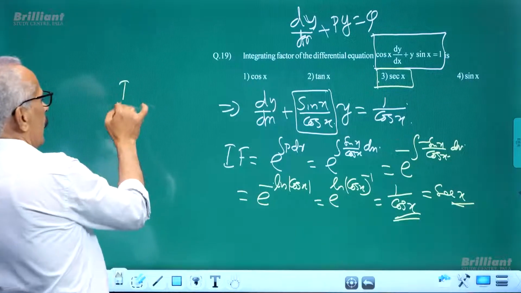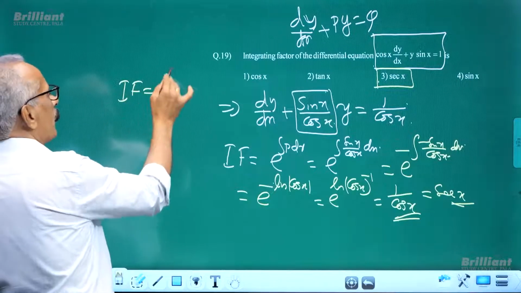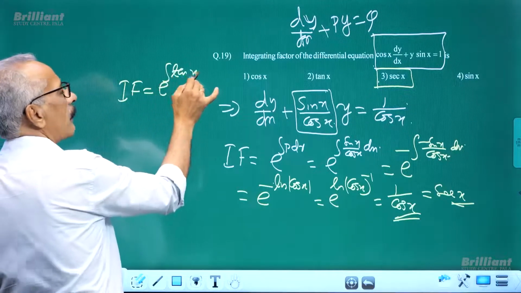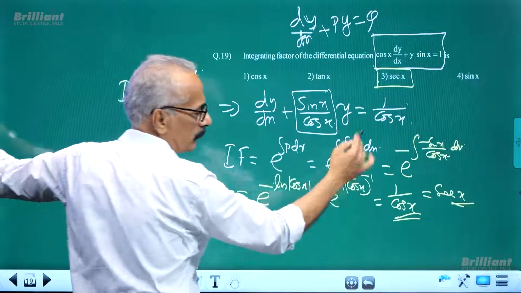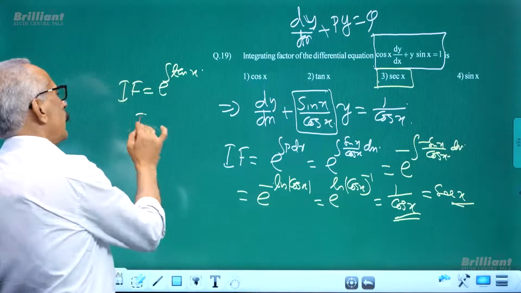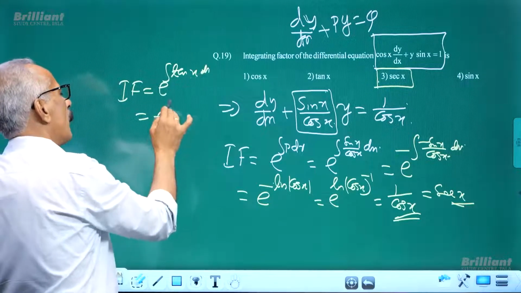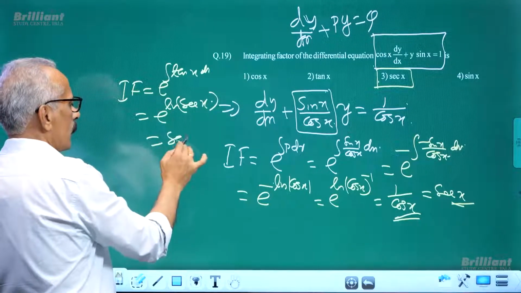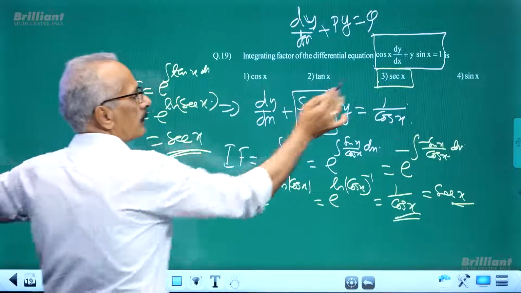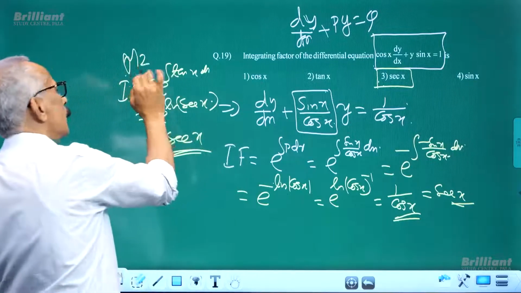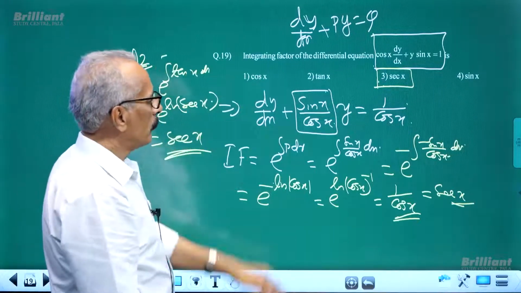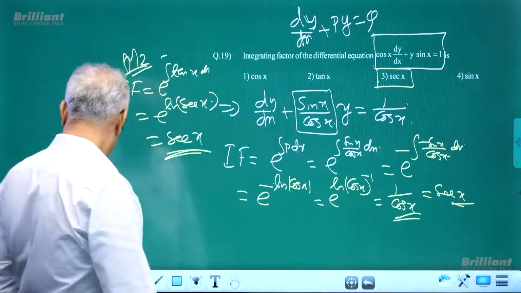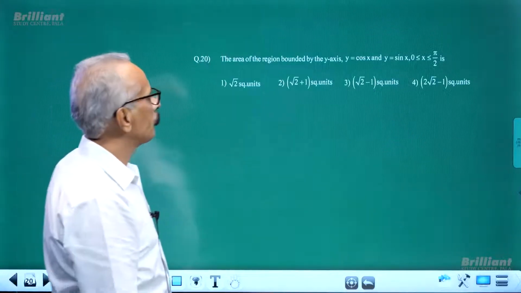Now another method is this. Look at this. Integrating factor is equal to e to the power integral of tan x. You can write that, because sin x by cos x I take as tan x. What's the integral of tan x? E to the power log sec x. E to the power log sec x is nothing but sec x. Therefore, answer this. That's method number 2. Well, we'll move on to the next question.